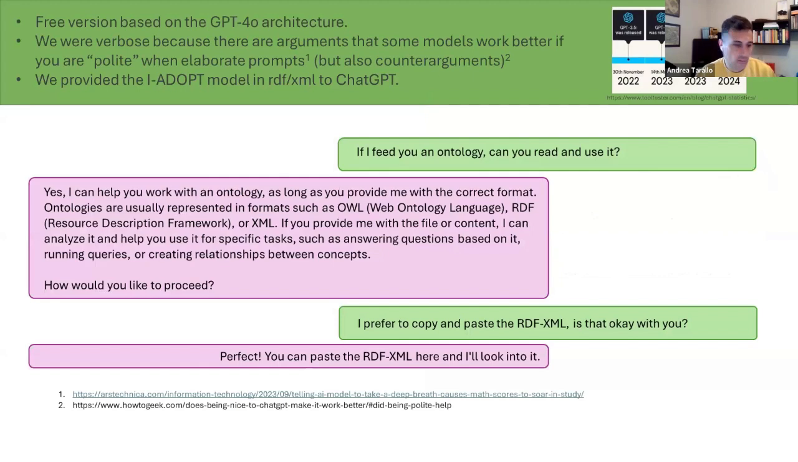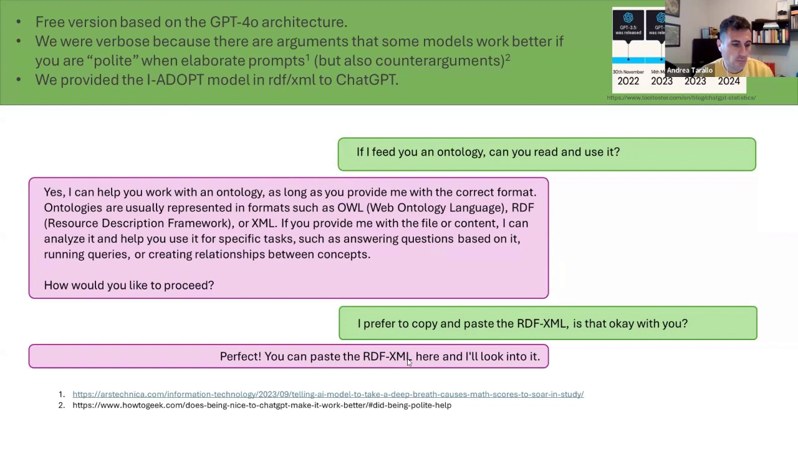We used the latest available model, which is ChatGPT 4o. I reported here some bits of the conversation. And as you can see, we decided to be kind in our interaction because there are some indications that if you're nice when talking to ChatGPT, you get somewhat better results.